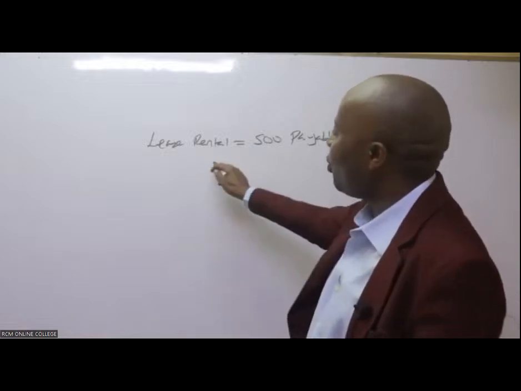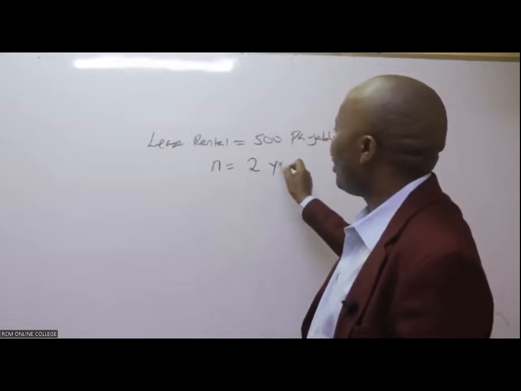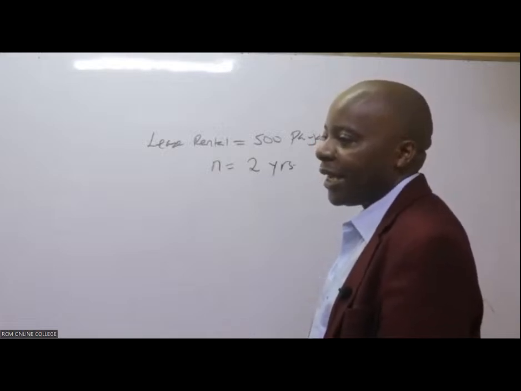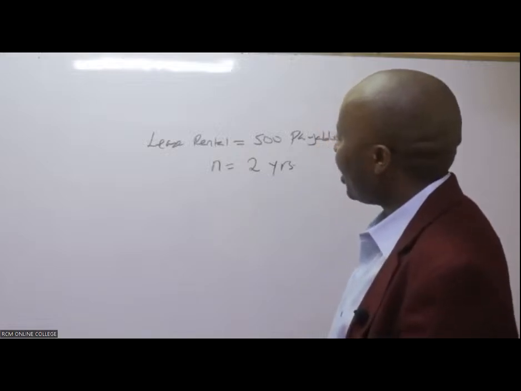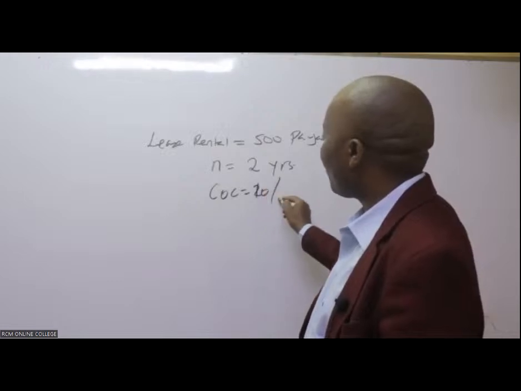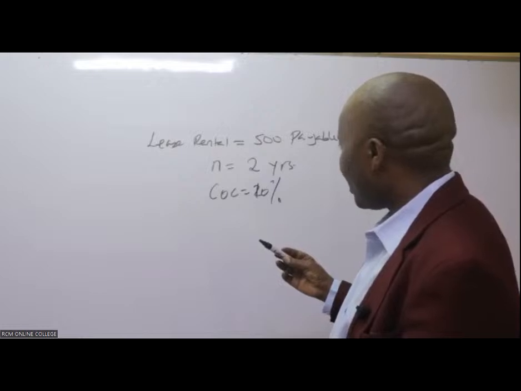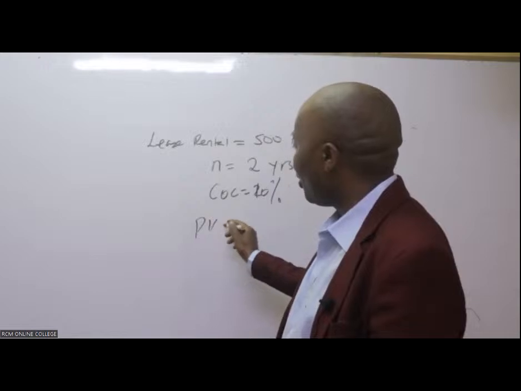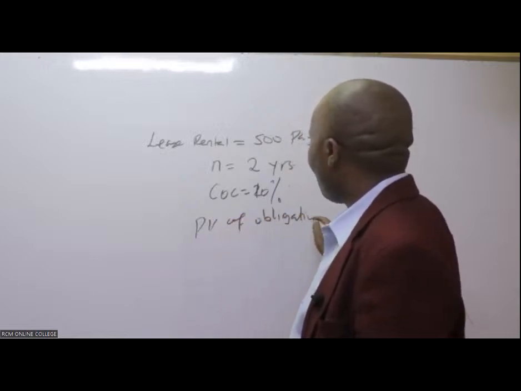And then they have told you that N is, say, 2 years. Let me just simplify this. N is 2 years. So if N is 2 years and the cost of capital is 10%, I would want, in this case, ladies and gentlemen, somebody to give me the present value of the obligation.